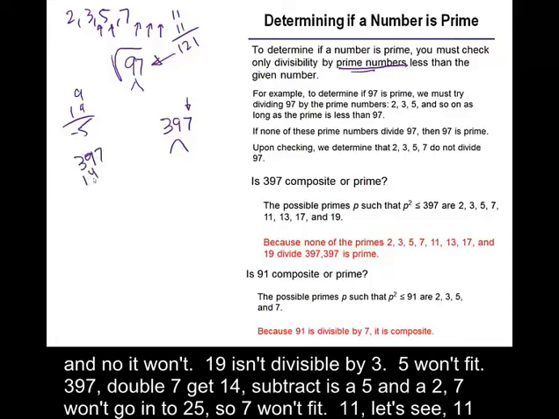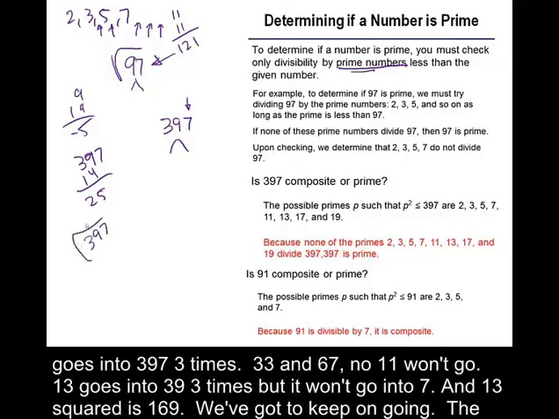397: double the 7 to get 14, subtract, and that's a 5 and a 2. 7 won't go into 25, so 7 won't fit. Let's see, 11 goes into 397 three times, 33 and 67. No, 11 won't go.